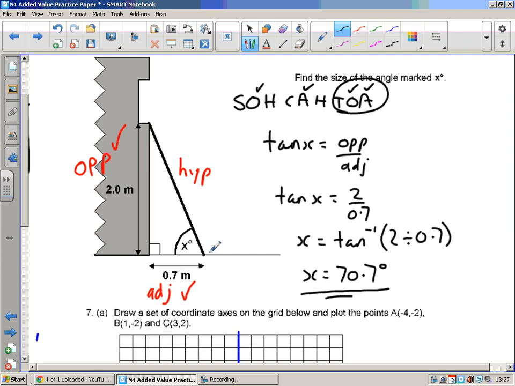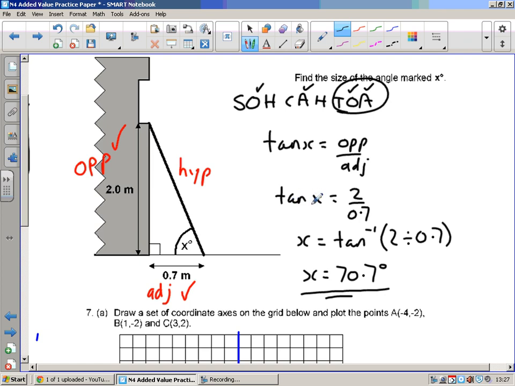So tan x will be, how big's the opposite side? 2.0 over the adjacent side, which is 0.7. Now I could work out what 2 divided by 0.7 is, but there's no need to do that at all. I'm just going to leave it like that just now.